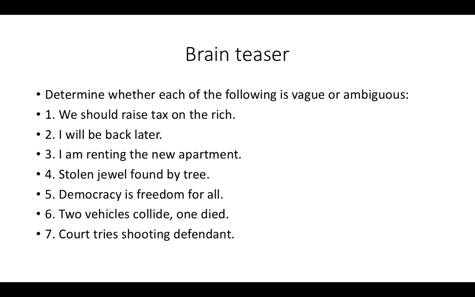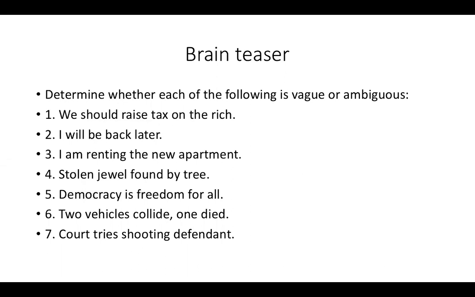Two vehicles collide, one died. Is that vague or ambiguous? It's ambiguous because two vehicles, so which one? One died could mean one person died or one of the vehicles died. Remember that one died is supposed to be referring to the content of the sentence.